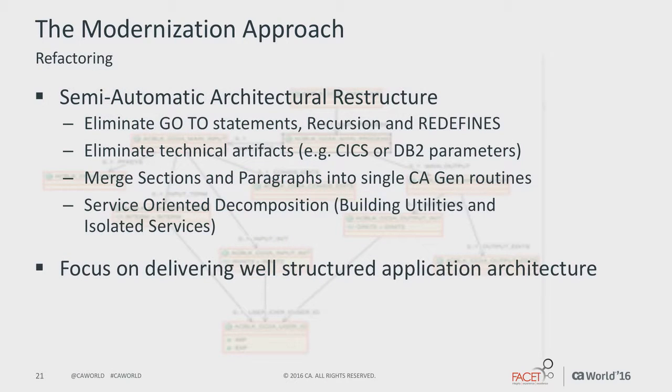And then as we transition this across into CA GEN, we can do what we call a semi-autonomous architectural restructure. We've put processing in there to do things like eliminating go-to statements, addressing recursion, those redefines on the data structures, pulling out those technical artifacts where you've got things like native CICS statements and DB2 parameters, et cetera, that are embedded within your COBOL, which when you move into a CA GEN space, because we've abstracted that up, is something you don't need.